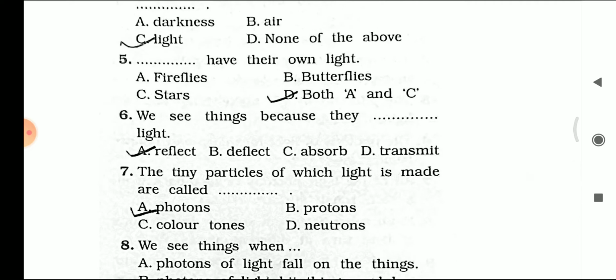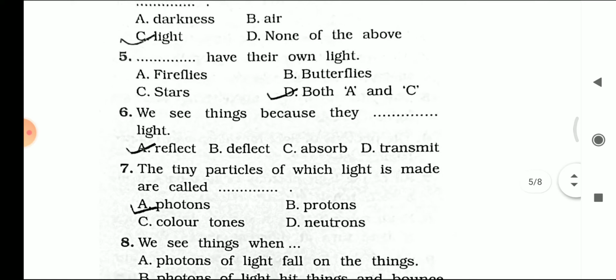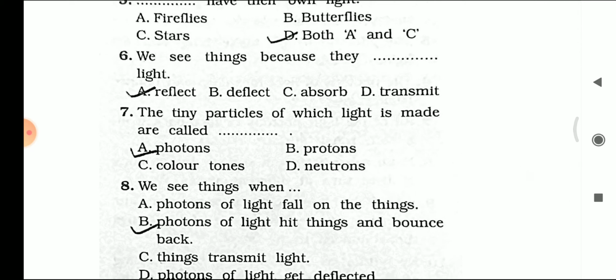Dash have their own light. Fireflies, butterflies and stars, and both A and C. The correct answer is fireflies and stars. So the option D is the correct answer, both A and C. When we see things, we can see them because they dash light. So they reflect light.